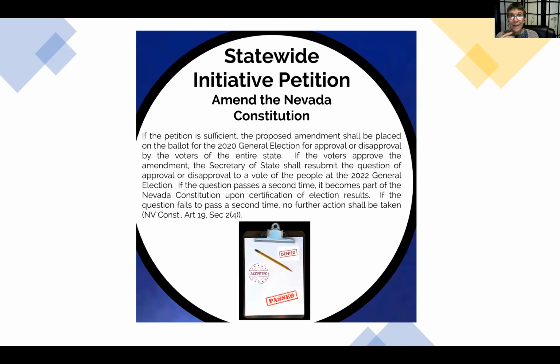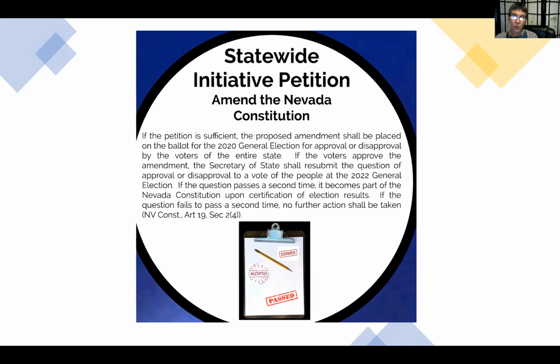Statewide initiative petition to amend the Nevada Constitution. If the petition is sufficient, the proposed amendment shall be placed on the ballot for the 2022 general election for approval or disapproval by the voters of the entire state. If the voters approve the amendment, the Secretary of State shall submit the question of approval or disapproval to a vote of the people at the 2024 general election. If the question passes a second time, it becomes part of the Nevada Constitution upon certification of election results. If the question fails to pass the second time, no further action shall be taken.